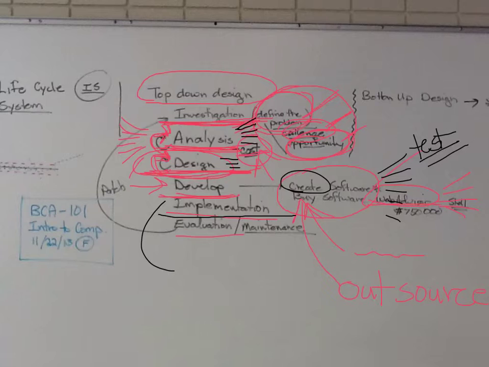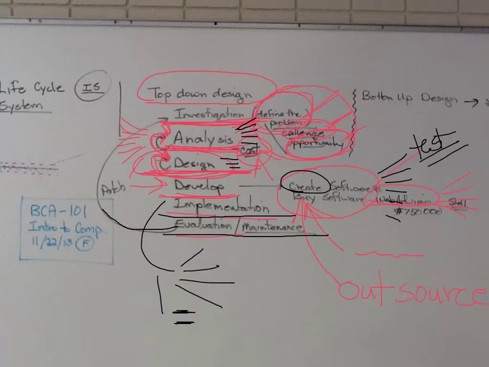When we implement, we can phase it in, put it in different parts of our company. We can put in different packages. We can run a pilot. You know, there's different ways of implementing it. You can do a direct cutover, the way you're doing it now, and just switch over to the new way. Sometimes you have to do that. So, implement, and then we have to evaluate.